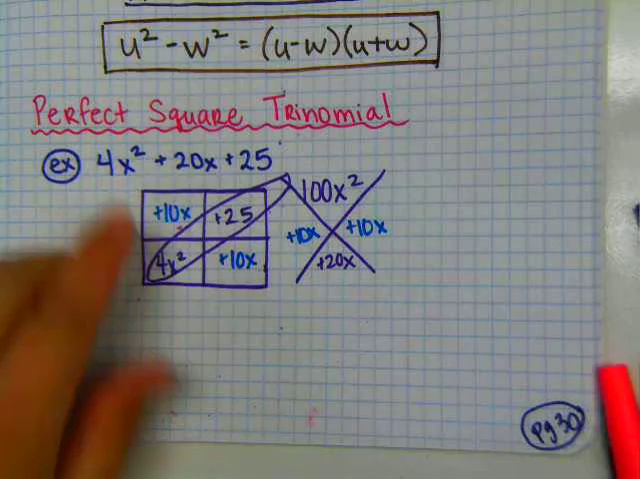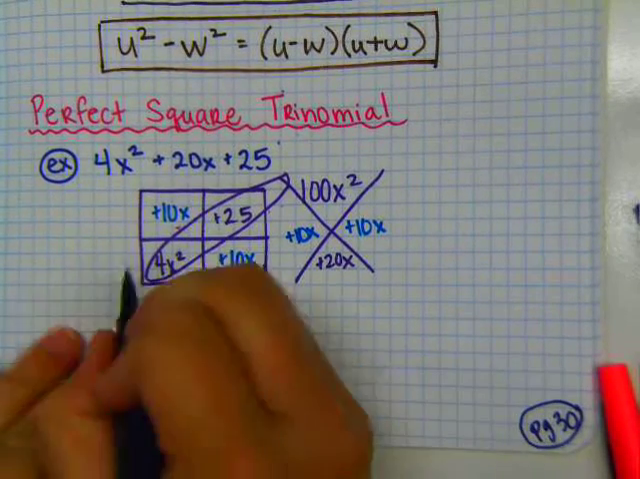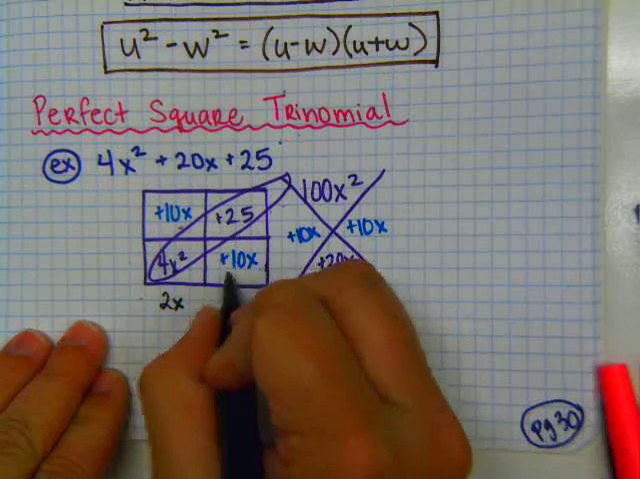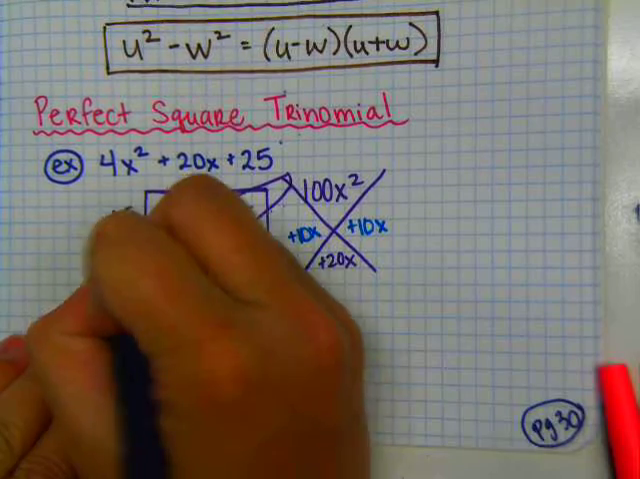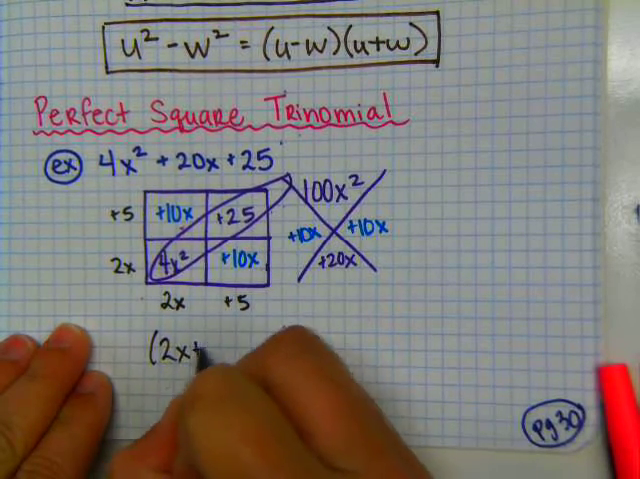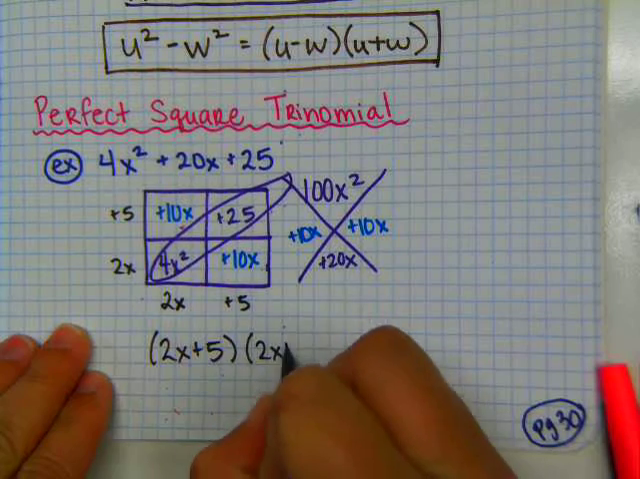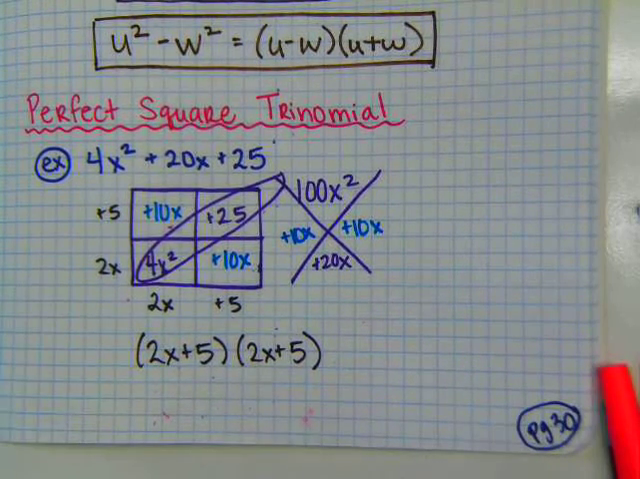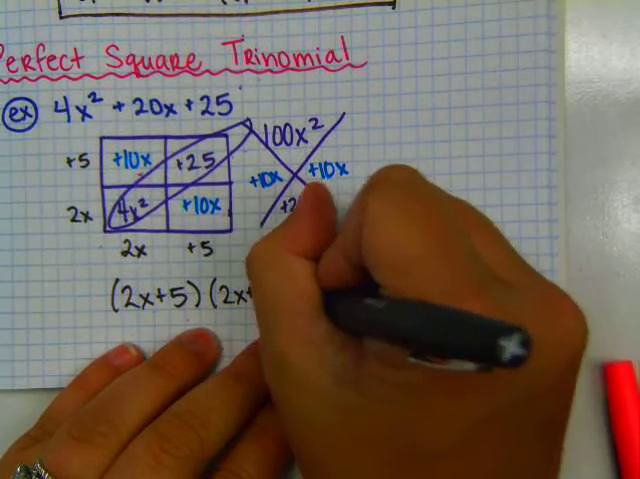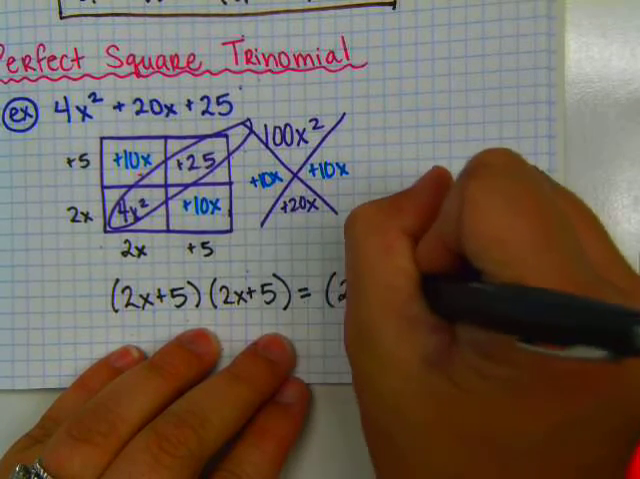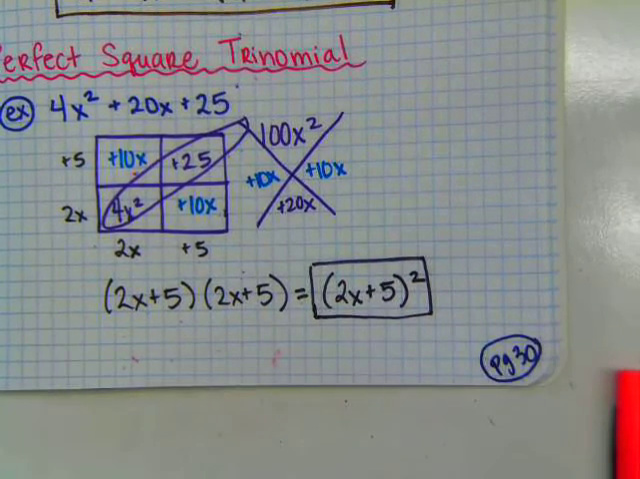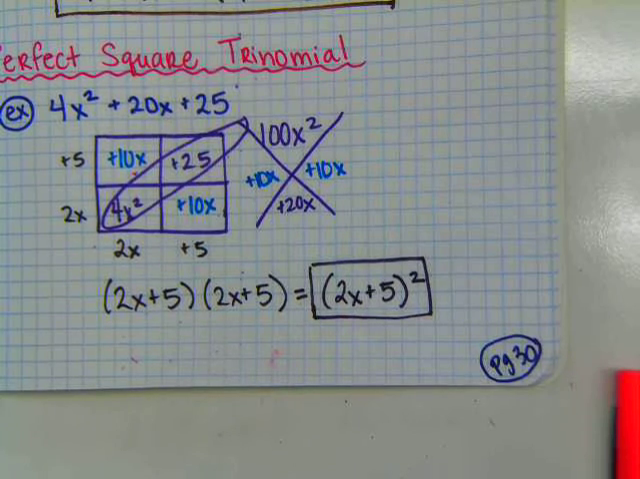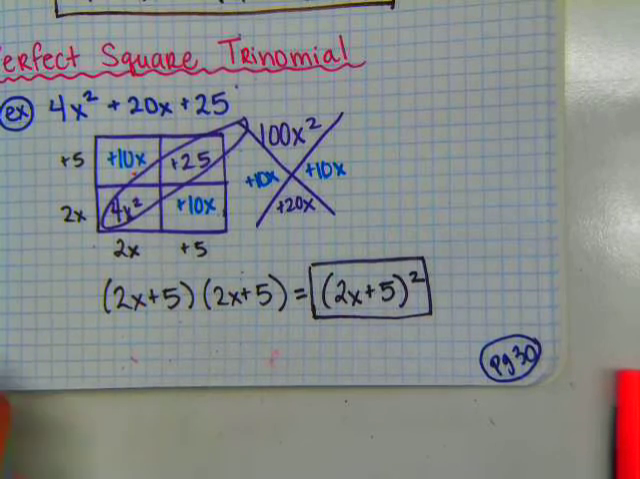We find our GCFs here. 4x squared and 10x have a 2x in common. These have a 5. These have a 2x. And these have a 5. So we have 2x plus 5 times 2x plus 5. Well, those are the same thing. So I can actually write this as 2x plus 5 squared. And that's why it's called a perfect square trinomial, because you can write it as a square. And it doesn't change anything. It's just one of those special cases.